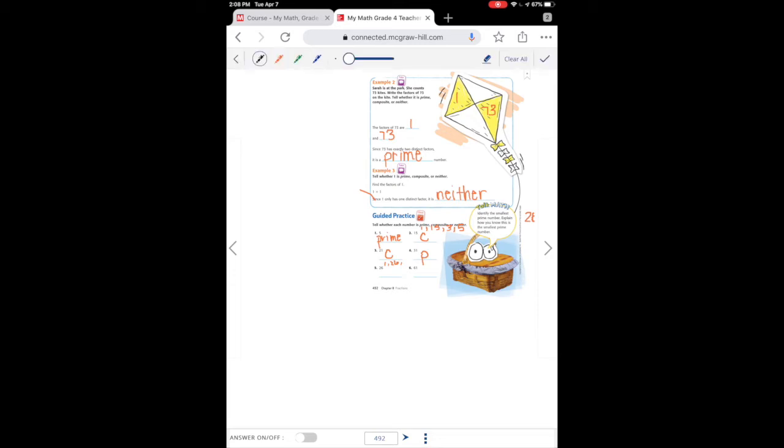Let me get my pen back. It is a composite number.